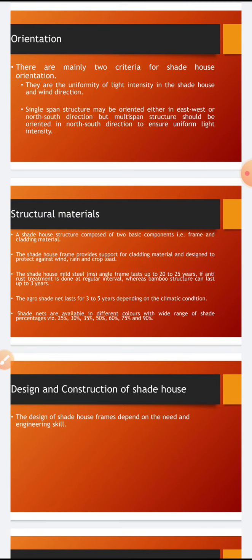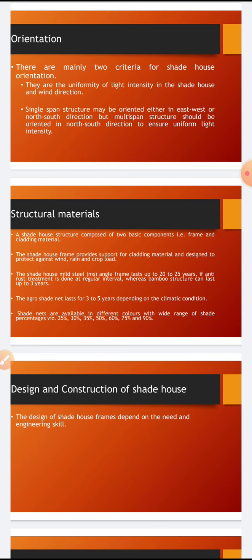Then structural material. A shade house structure is composed of two basic components: one is the frame and second is the cladding material. The frame may be wooden, GI pipes or metallic. The frame provides support for the cladding material and is designed to protect against wind, rain and crop load. A mild steel angle frame lasts up to 20 to 25 years if anti-rust treatment is done at regular intervals, whereas a bamboo structure can last up to 3 years.